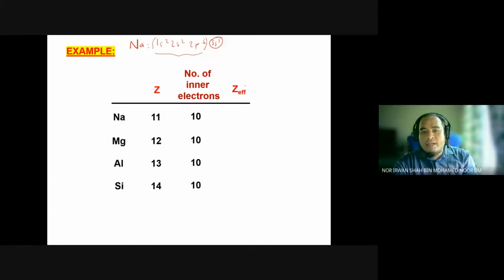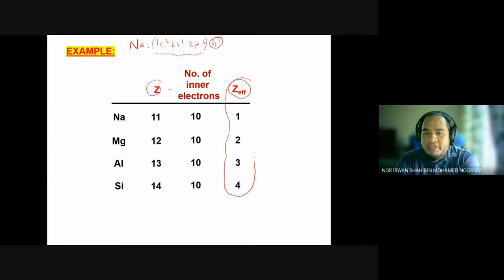So macam mana nak kira effective nuclear charge? So apa formula dia tadi? Z minus number of inner electrons. Jadi in this case, okay, untuk sodium 11 minus 10 berapa? Kita akan dapat 1. Okay, magnesium 12 minus 10 kita akan dapat 2. Aluminium 13 minus 10, okay, equals to 3. And 14 minus 10 equals to 4. Jadi guys, from these values of effective nuclear charge, apa kita punya conclusion?